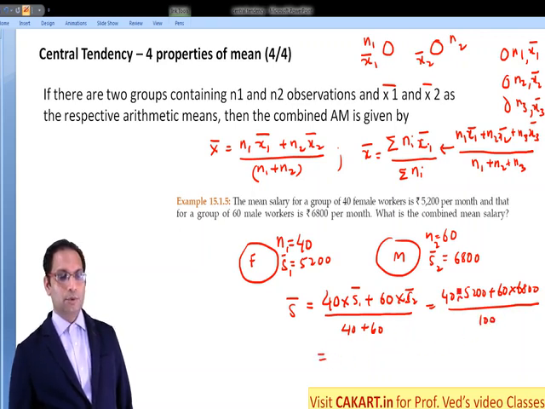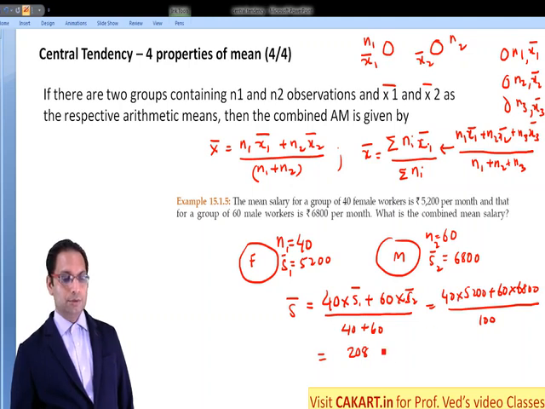Okay. So what is 40 into 5,200? We'll just do that simple maths here. 4 into 2 is 8. 4 5s are 20. And then how many zeros? 3 zeros. This one, 6 into 8 is 48. 6 into 6, 36. 36 plus 4, 40. And 3 zeros. That whole thing divided by 100.